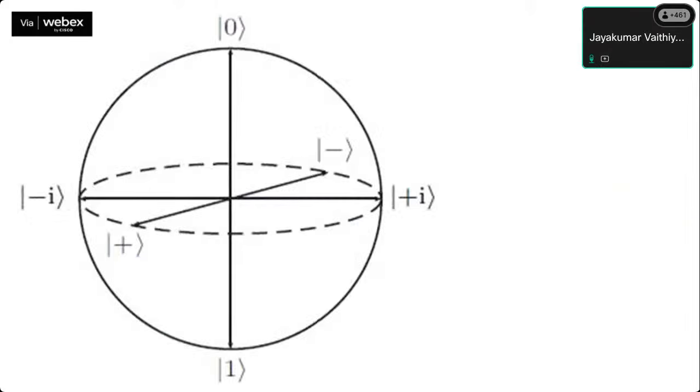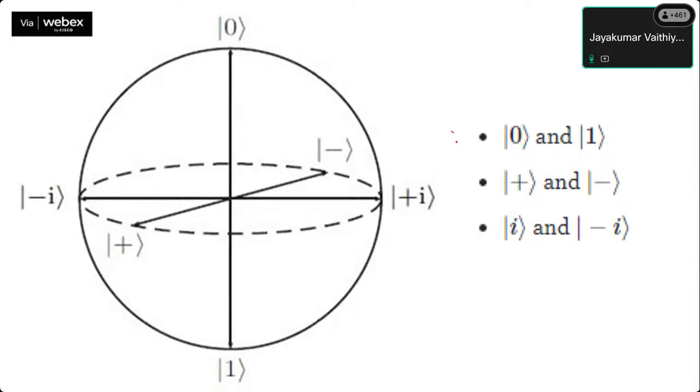Now we have three axes: z-axis, x-axis, y-axis. This belongs to z, this belongs to x, this belongs to y. The x-axis contains the real component. The y-axis contains the imaginary component. So any point inside your Bloch sphere is a complex form. It contains both the real component as well as the imaginary component.